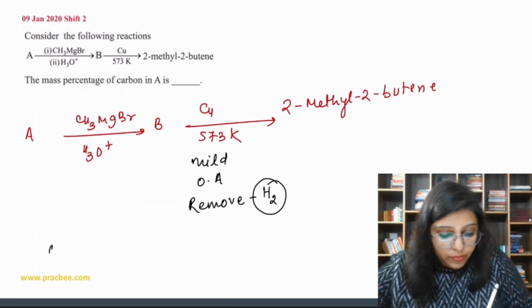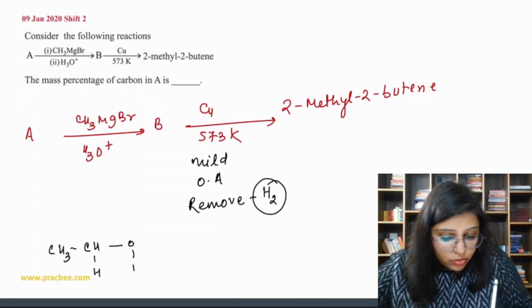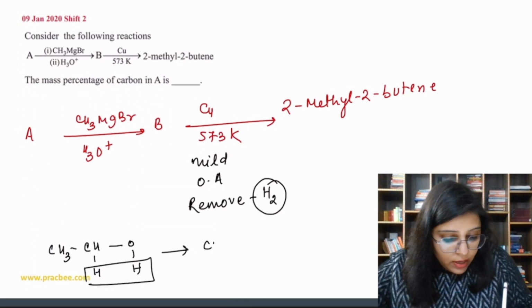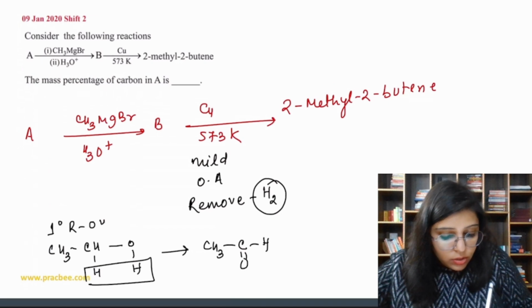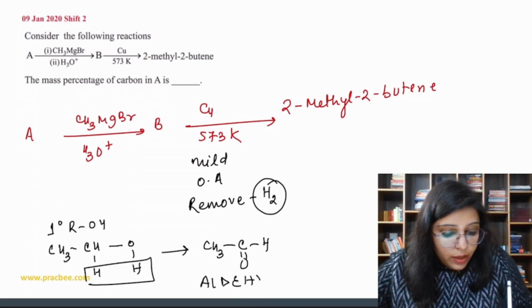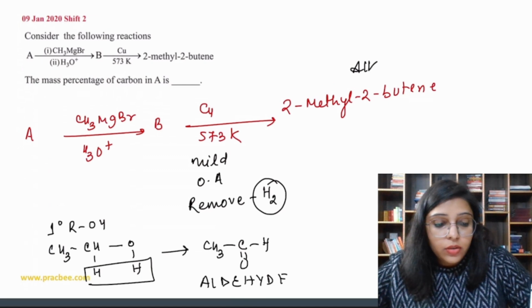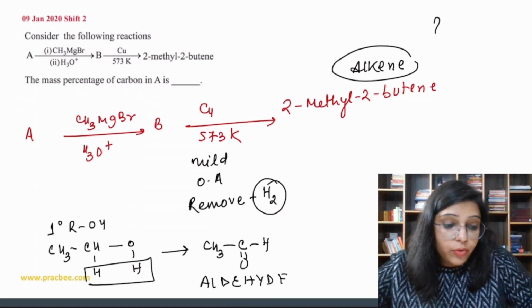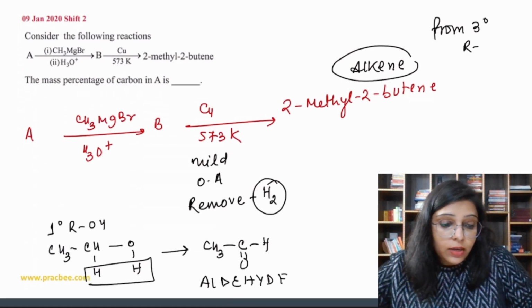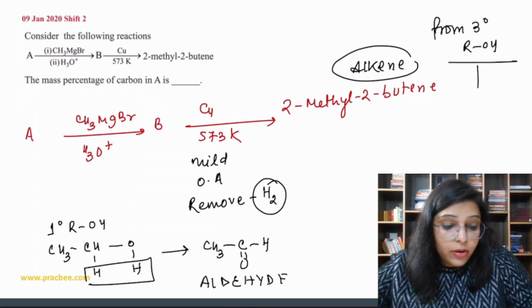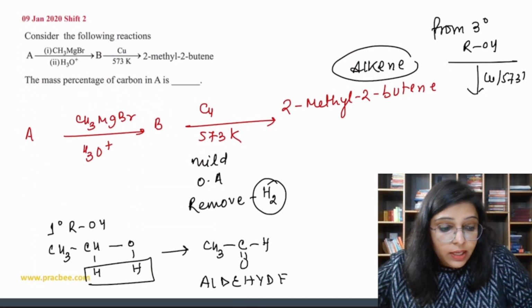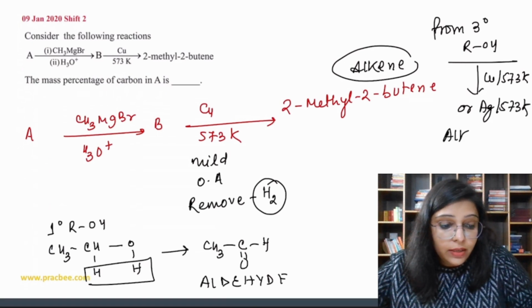Just for example, if we have CH3, CH2 and OH, what we are going to do is just remove hydrogen and we get CH3 C double bond O H. So a 1 degree alcohol is oxidized to an aldehyde. But here we get an alkene. So the alkene is formed from a 3 degree alcohol, because if a 3 degree alcohol reacts with copper at 573 Kelvin or silver at 573 Kelvin, we get an alkene after the removal of water.